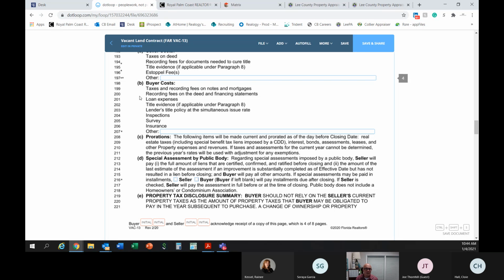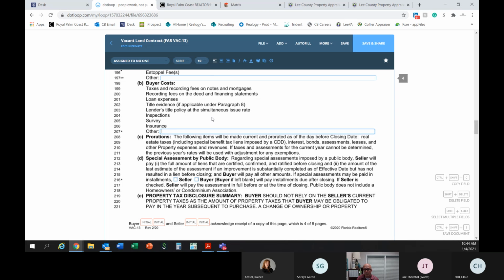Okay, buyer costs: taxes and recording fees on notes and mortgages, recording fees on the deed and financing statements, loan expenses, title evidence if applicable under paragraph 8, lender's title policy at the simultaneous issue rate, inspection, survey, insurance, other. Again, you can put the Coldwell Banker brokerage-only fee of $345 here if you so choose, but I would have a buyer's disclosure executed prior to entering contract. And on that, it discloses the $345 brokerage-only fee that the buyers already agreed to pay.